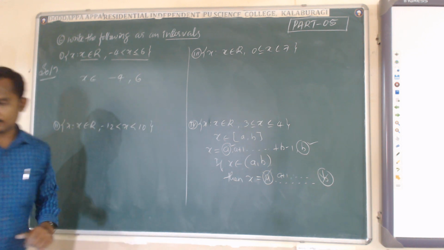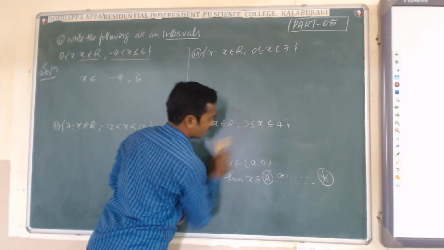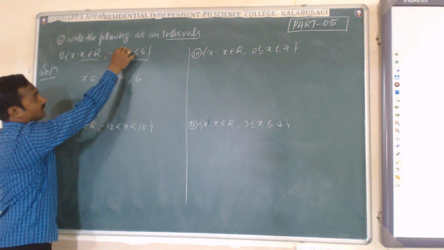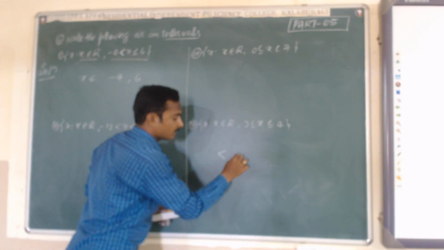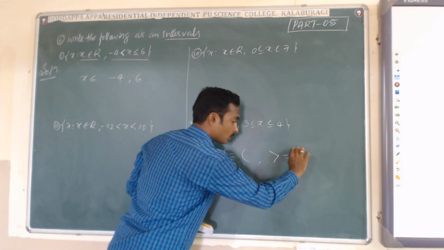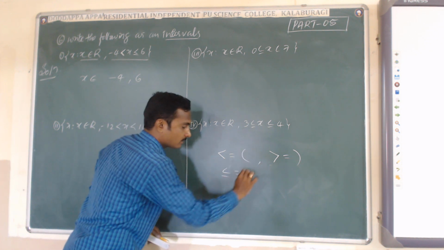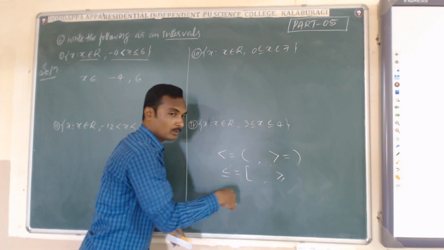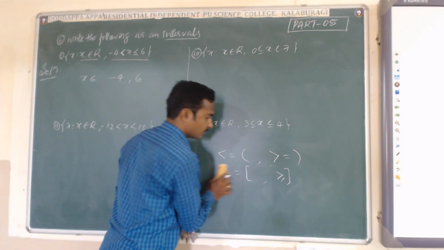So using the same concept, we have to solve these problems. Now look at this. I will write it once again. The symbol less than is the same as the open interval. The symbol more than is the same as the open interval. The symbol less than or equal to is the same as the closed interval, and the symbol more than or equal to is the same as the closed interval. Here you have to remember these.